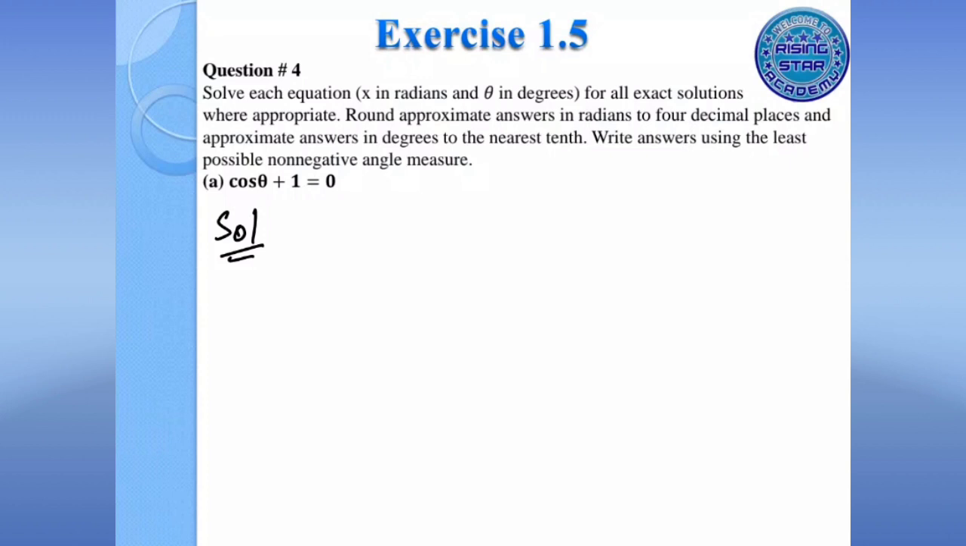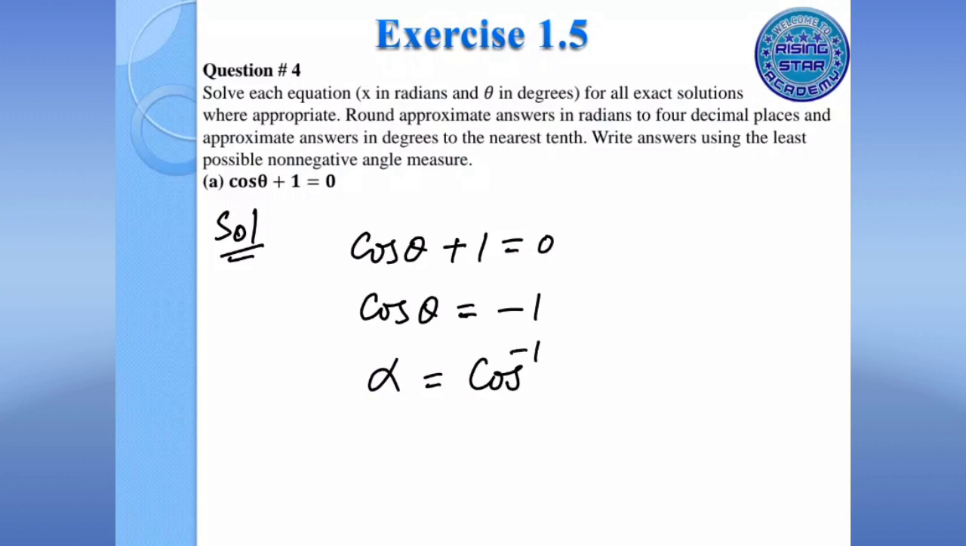So here we will write the question. Cos of theta plus 1 is equal to 0. So cos of theta is equal to negative 1. So we'll take the basic angle. So cos inverse of 1, that would be 0 degrees.